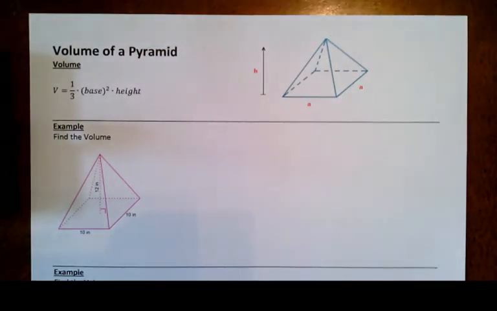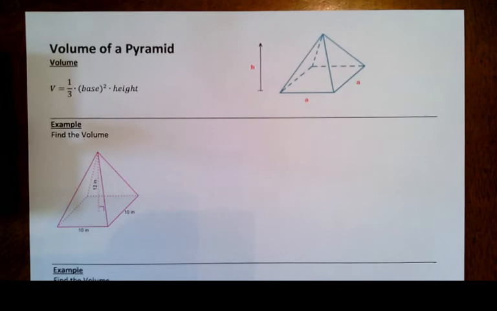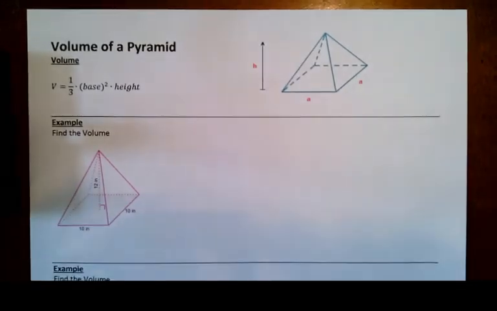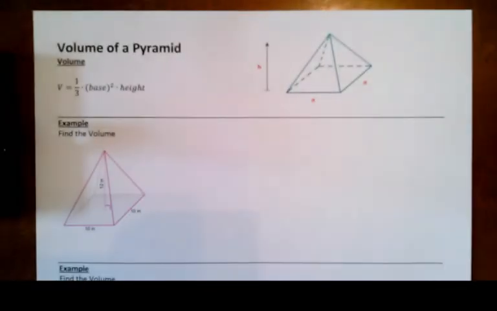Okay, so today we're going to take a look at the volume of a pyramid. We have taken a look at the surface area, so now we're going to take a look at the volume. This should be a little bit easier than the surface area because it only requires two parts. So you'll see the formula here.